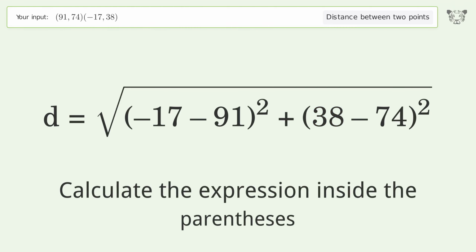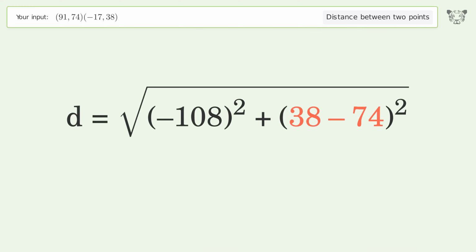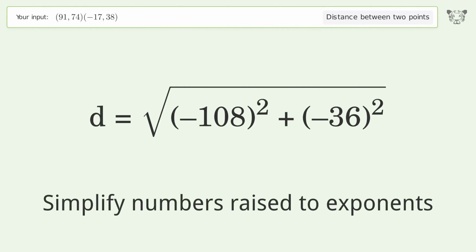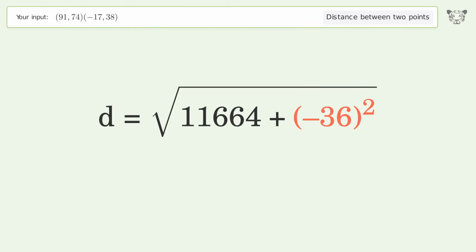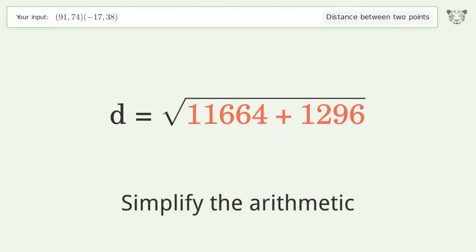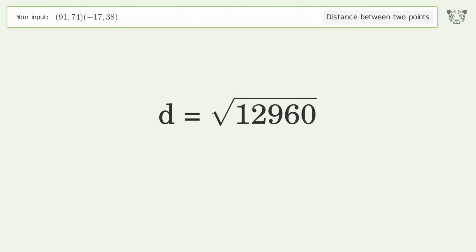Calculate the expression inside the parentheses. Simplify numbers raised to exponents. Simplify the arithmetic. And so the distance between the 2 points is the square root of 12,960, or 113.842.